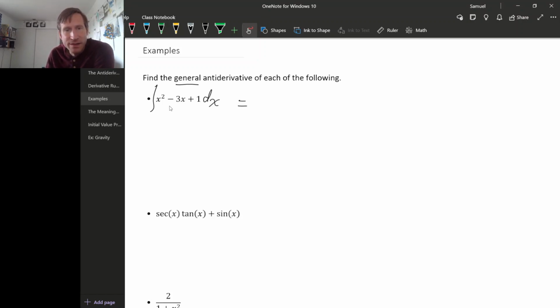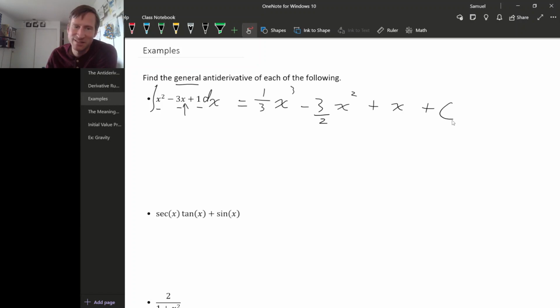The sum and difference rule for antiderivatives says we can just find the antiderivative of each piece separately. And for each of these pieces, we can just use the power rule for antiderivatives. So the power rule says that the antiderivative of x squared, we increase the power by 1, and then we divide by the new power, like this. Okay, and then minus. Now the constant multiple rule says we can just write down that 3 and then use the power rule on this x to the first term. So the antiderivative of x to the first, you increase the power by 1, so now it's x squared, and you divide by the new power. And then the antiderivative of 1, well, that's x. And then don't forget the plus a constant.